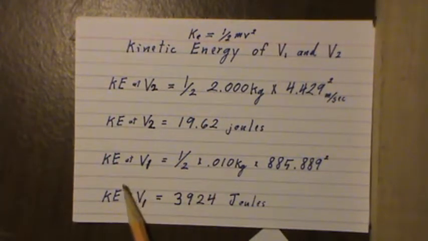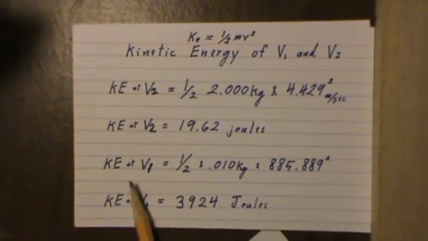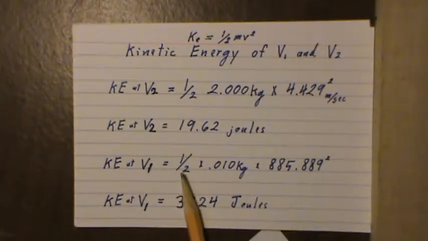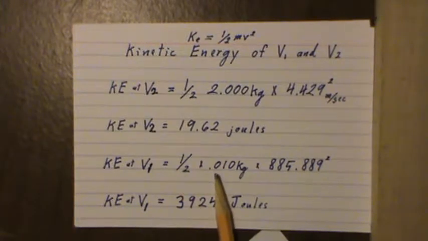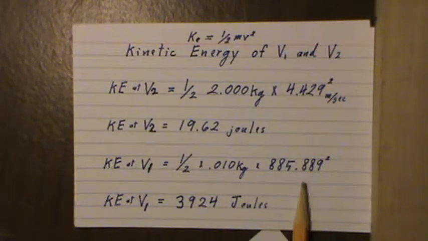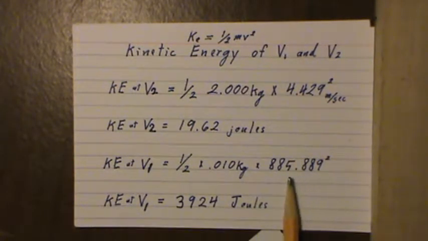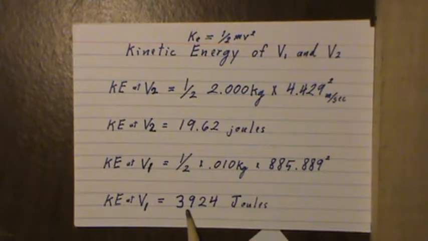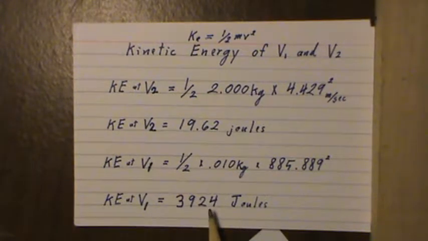For the kinetic energy of the bullet, we have to multiply 1/2 by 1/100th of a kilogram, that'd be 10 grams, by that velocity squared. I just left those numbers in because my calculator doesn't care. And we get 3,924 joules for the kinetic energy of the bullet before it strikes the block.